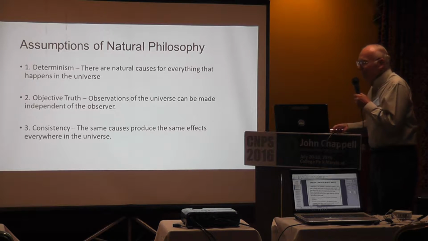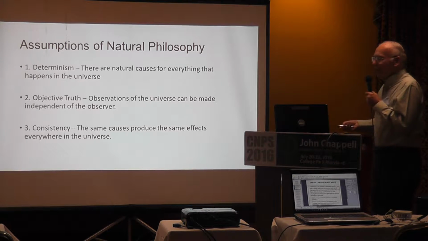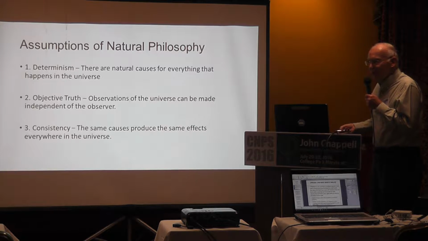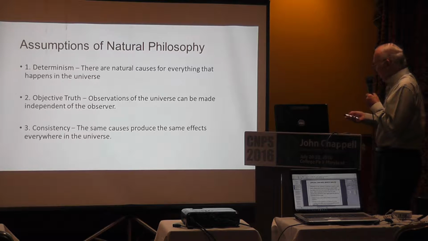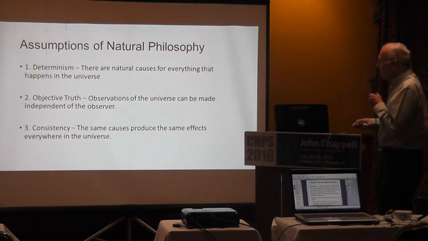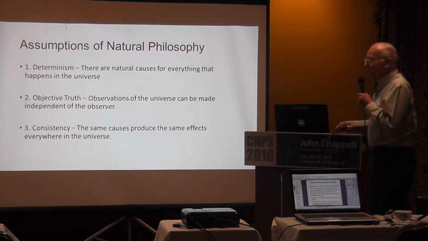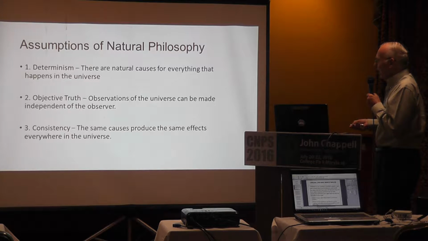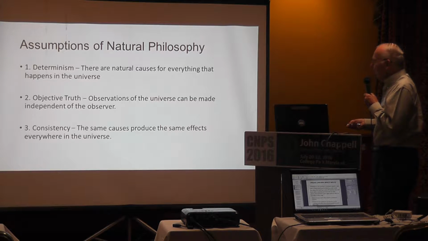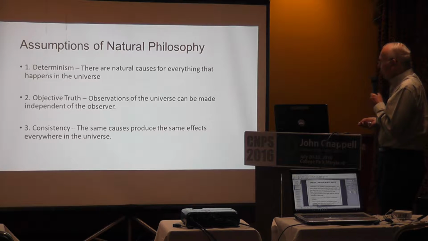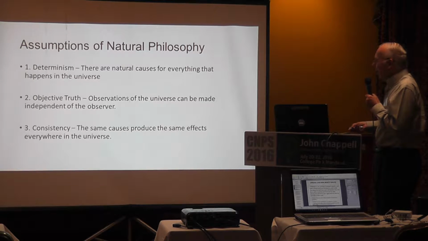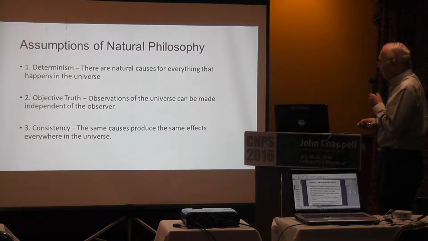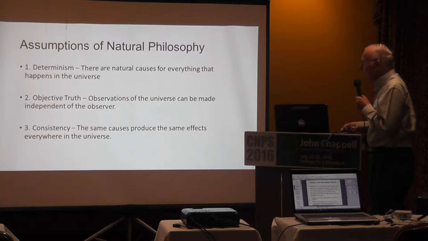Now I want to look at some of the assumptions of natural philosophy. This goes all the way back to the Indian Jains and the Greeks. One of the ideas is determinism, that there are natural causes for everything that happens in the universe. The second one is objective truth. Observations of the universe can be made independent of the observer. And 3, consistency. The same cause produces the same effects everywhere in the universe.